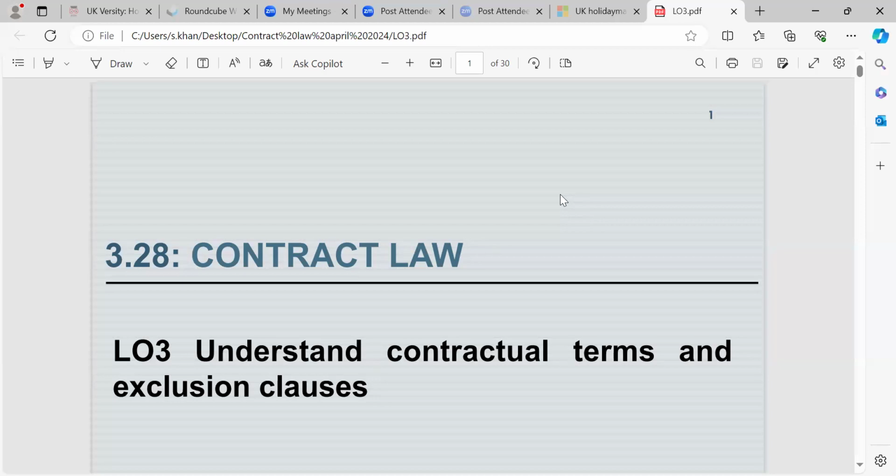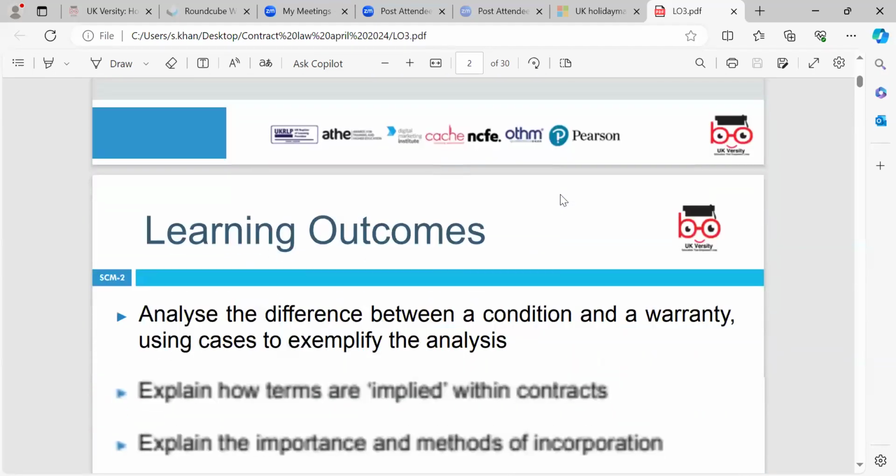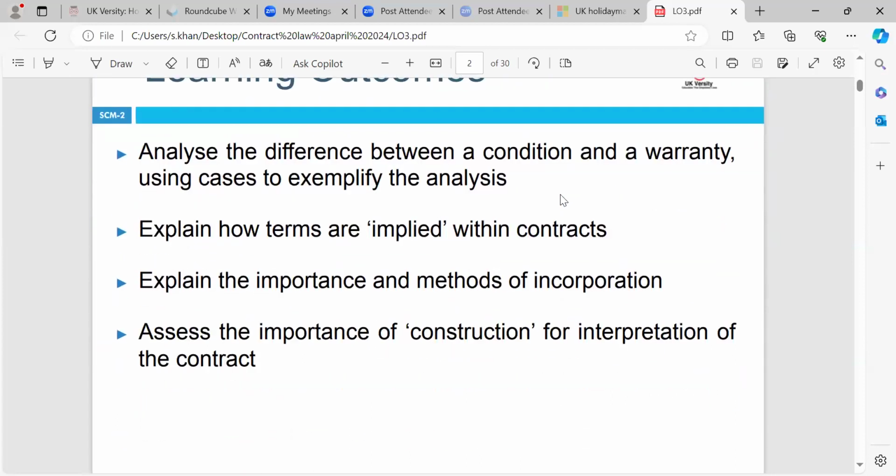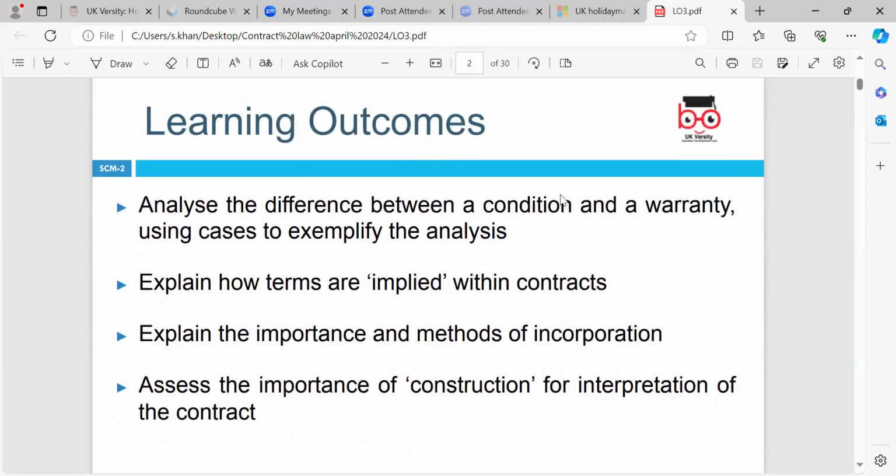So now we're going to carry on from learning outcome 2 to doing learning outcome 3, which is to understand contractual terms and exclusion clauses. Firstly, we'll be analysing the difference between a condition and a warranty, using cases to exemplify the analysis, explain how terms are implied within contracts, explain the importance and methods of incorporation, and assess the importance of construction for the interpretation of the contract.